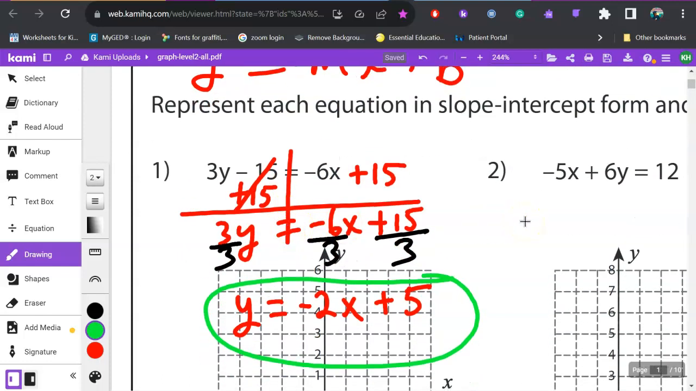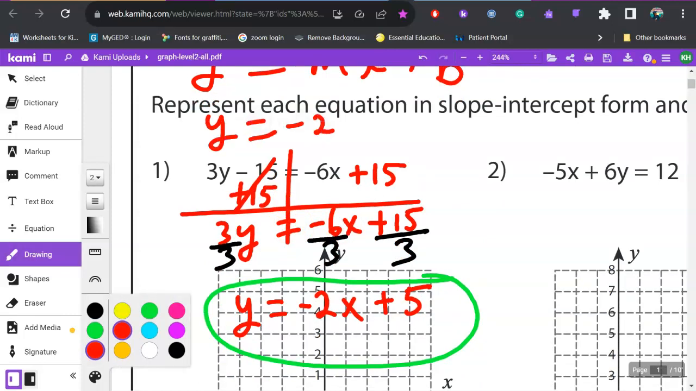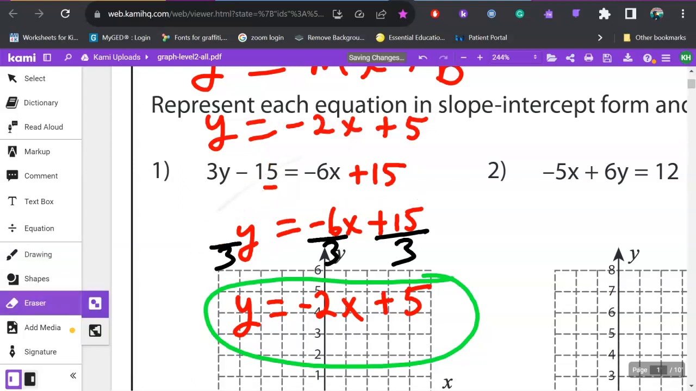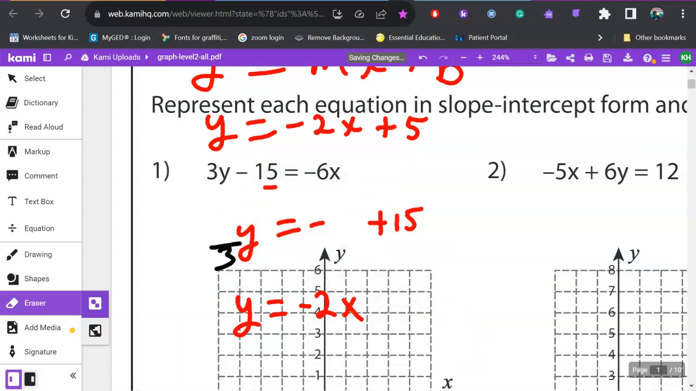I'm first going to take this and place it up here, our answer, y equals negative 2x plus 5. And I'm going to get rid of this so we can make sure we're able to use the graph down here. Here we go.